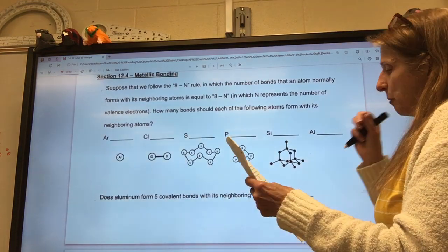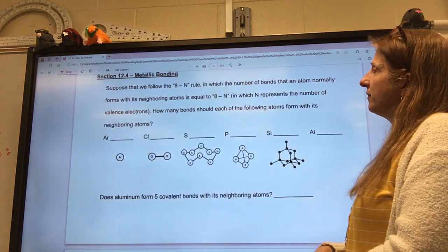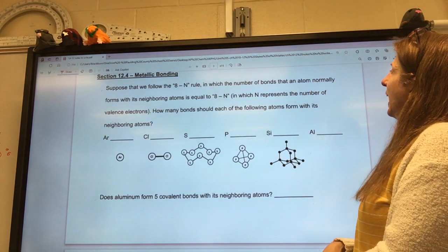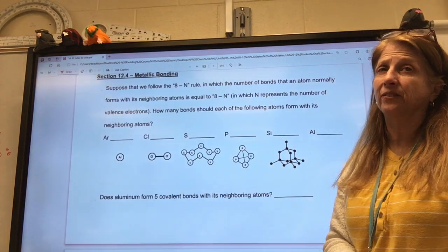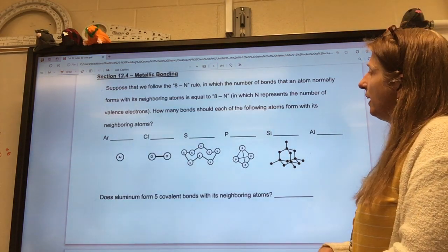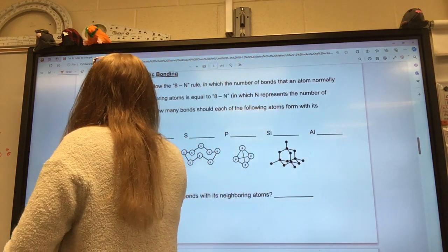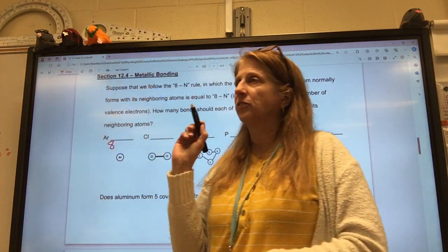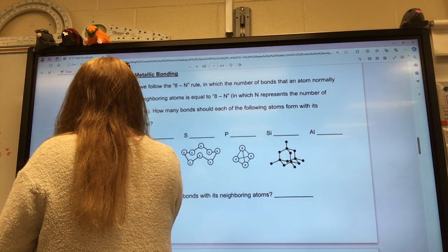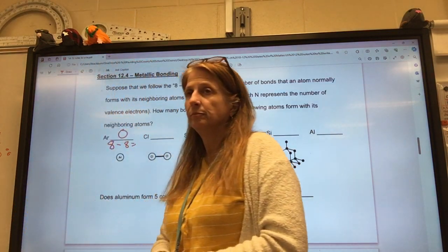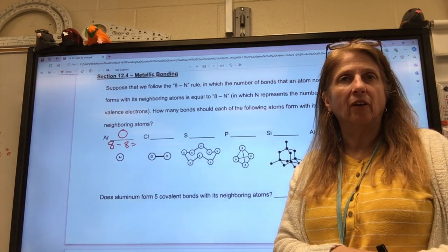All right, next thing, metallic bonding. So we'll talk a little bit more about metal bonds. There's an 8 minus N rule, where the number of bonds that an atom normally forms with its neighbors equals 8 minus the valence electrons. Following this rule, argon: how many valence electrons does argon have? 8. What is 8 minus 8? 0. So how many bonds does argon make? 0. Follow how this works?